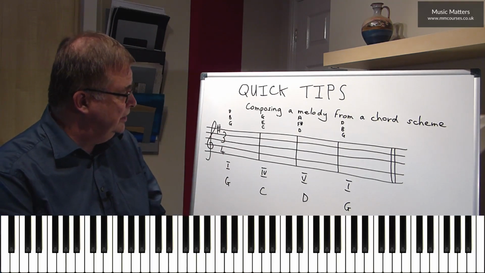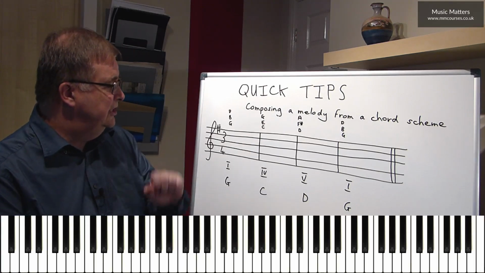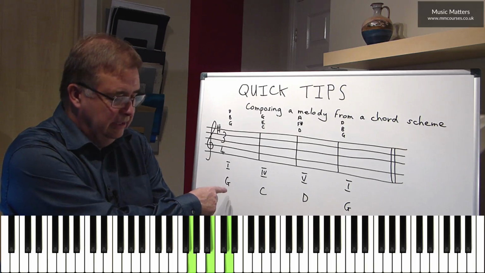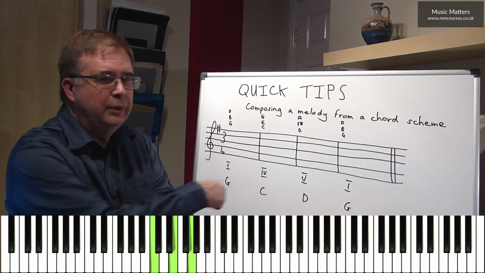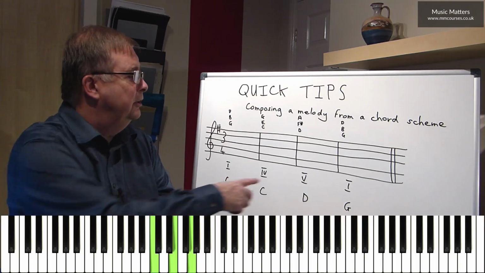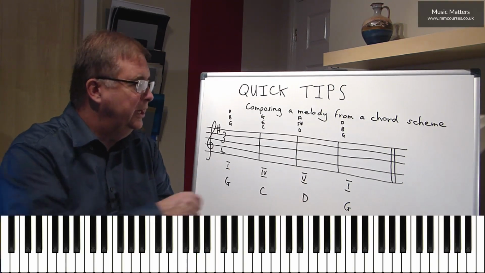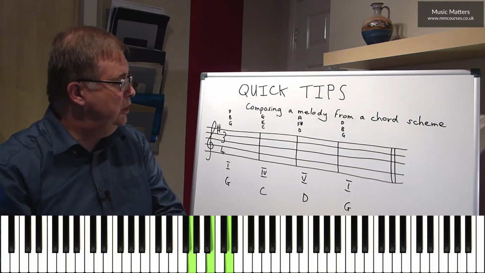Well, let's take a simple example, just a 4-bar phrase. We're going to be in the key of G major, and I'm going to use this chord scheme. So I've come up with chord 1, otherwise known as a chord of G, followed by chord 4, otherwise known as a chord of C, followed by chord 5, otherwise known as a chord of D, followed by chord 1 again, or a chord of G.